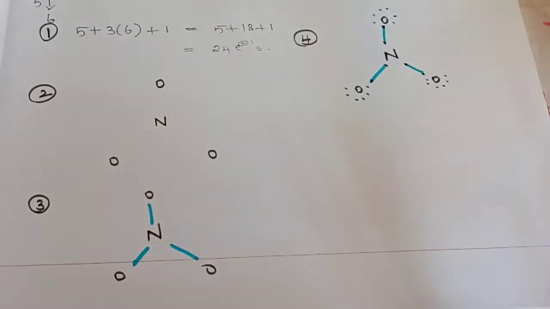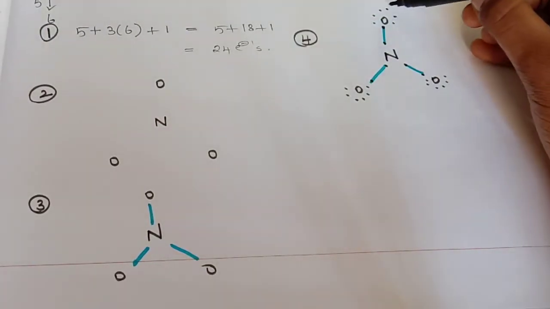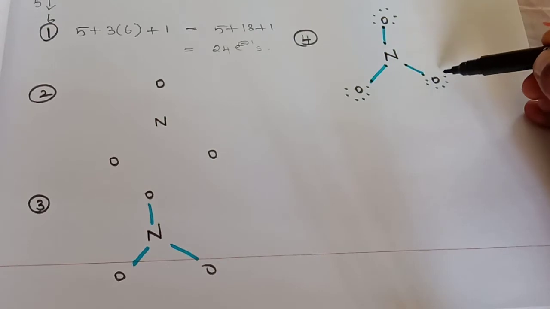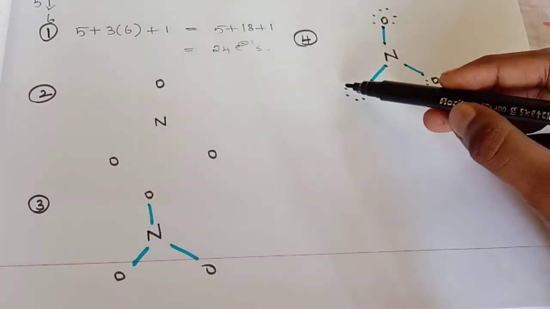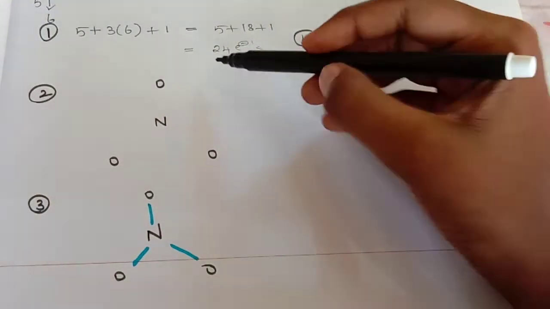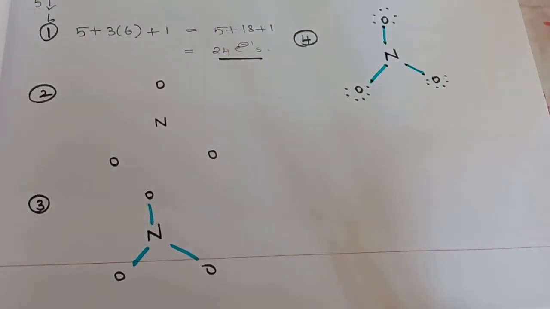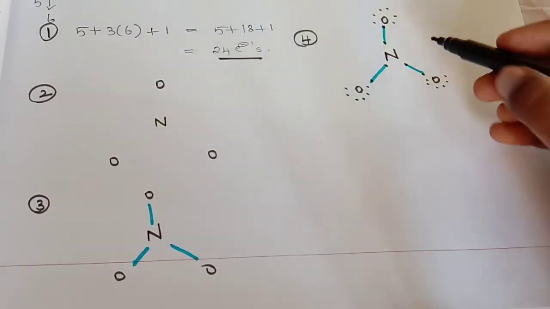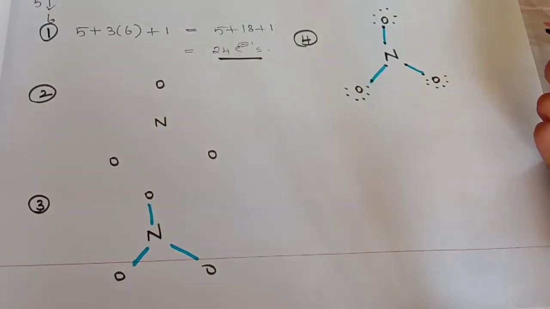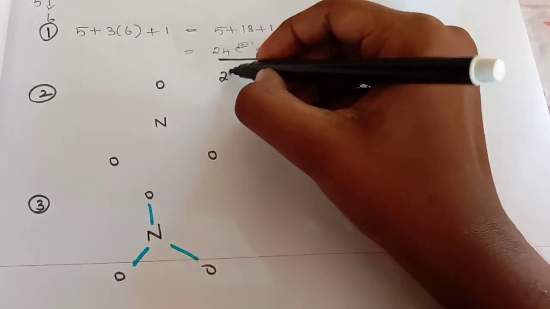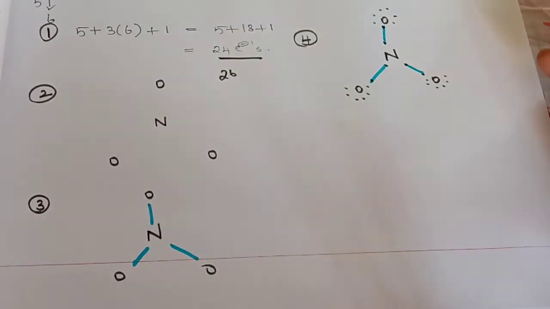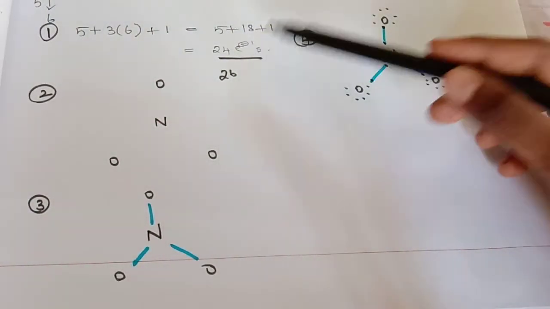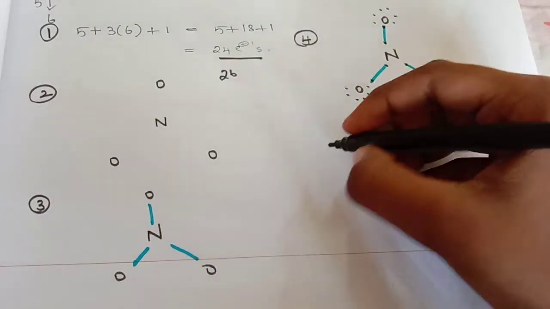Now count the total number of electrons. 1 2 3 4 5 6 7 8, 9 10 11 12 13 14 15 16 17 18 19 20 21 22 23 24. Here 24 is satisfied, right? So we don't have any extra electrons. If your answer is 26 here, then you have to put the 2 electrons here. You can understand now? But we have only 24, so it is already satisfied.